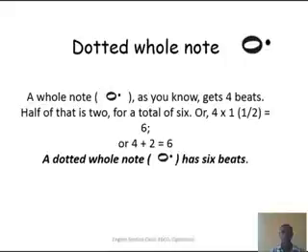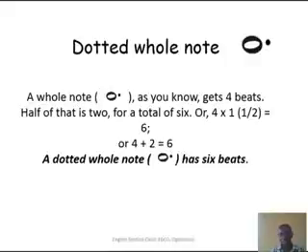Another, perhaps simpler way of saying it is that a dotted note is 1.5 times the length of the same kind of note without the dots. But that may be a bit challenging for you. But the first statement is very simple and straightforward, that it does add half of the amount of the note it follows.